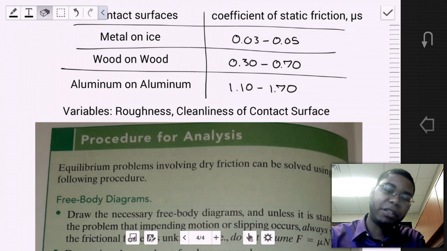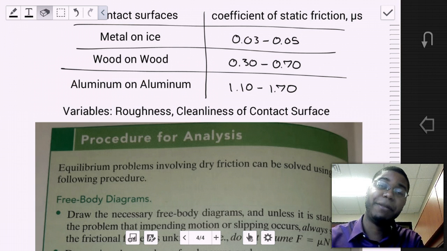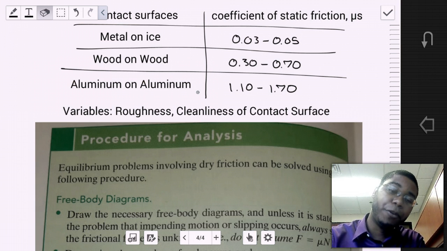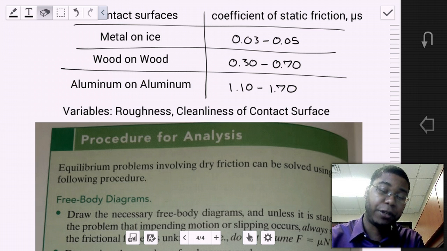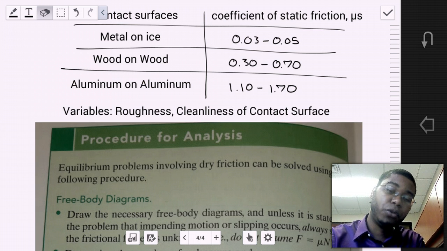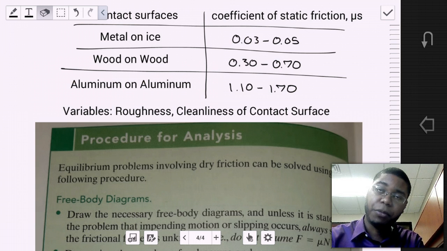Wood on wood, however, has a much higher coefficient of static friction, between 0.3 and 0.7. And then aluminum on aluminum has a very high, compared to the others, coefficient of static friction, which is 1.1 to 1.7. So the variables that influence the value of the static friction include the roughness of the material, the cleanliness of the contact surface, and whether there exists some type of lubrication, some kind of layer of lubrication between the surfaces.